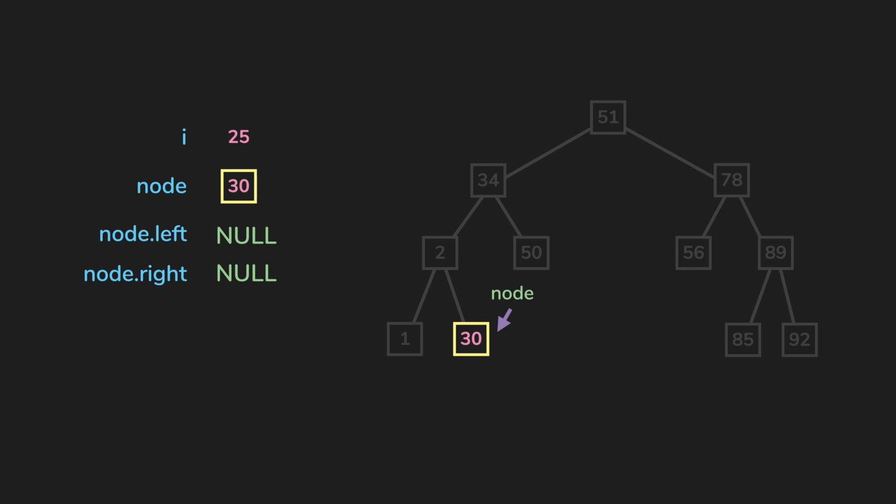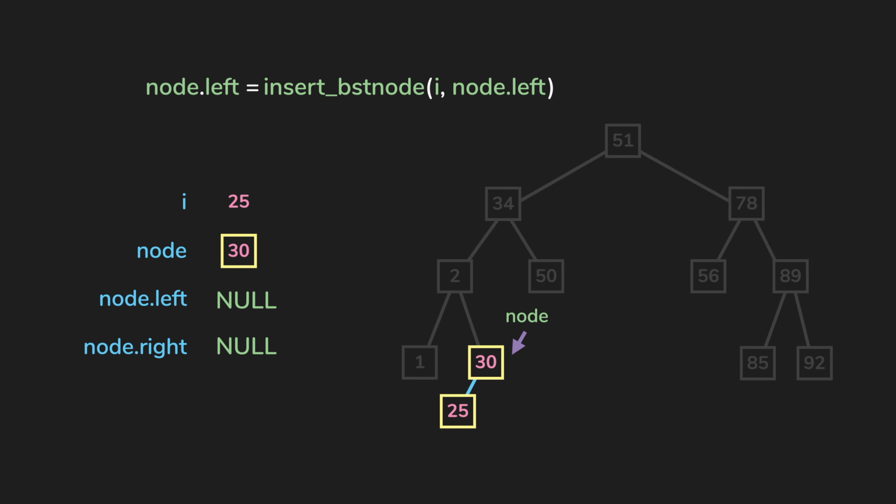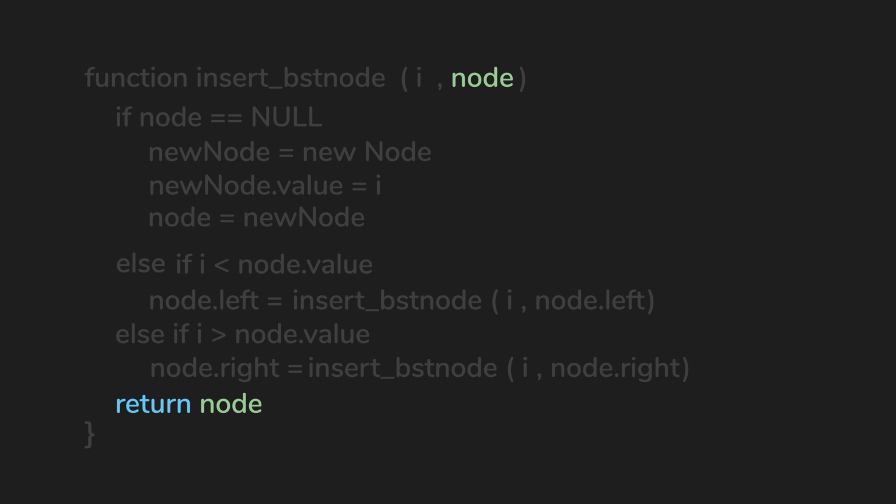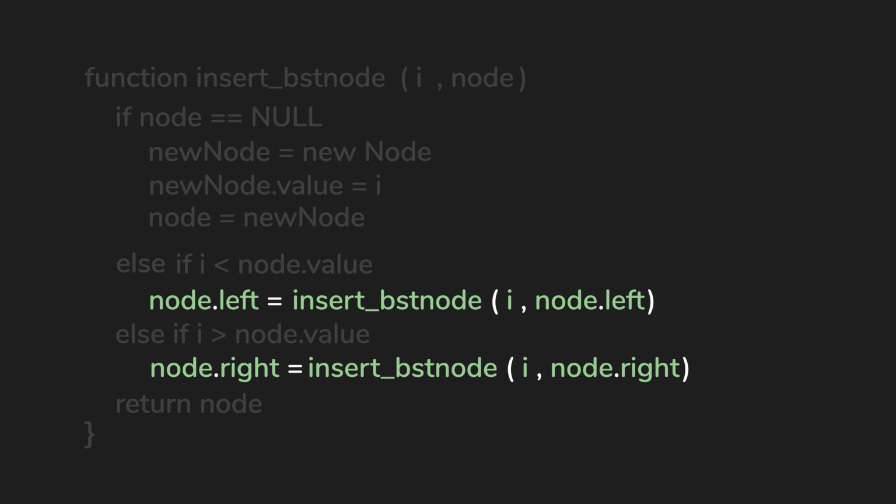For example, this is the state of values when we are about to call the function on node 30. We call insert BST node, and the input parameters should be 25 and null because we are calling it on node.left, which is empty. The function is going to return a new node with the value 25, which is assigned as node.left of node 30. If node is not null, this function will be returning node without any changes. But if we call this function on an empty spot, it will return the new node and assign it to the left or right of the parent.